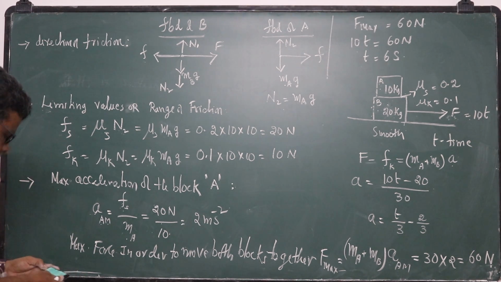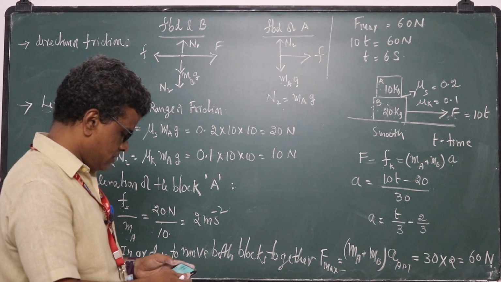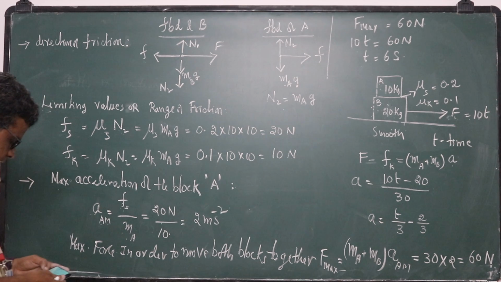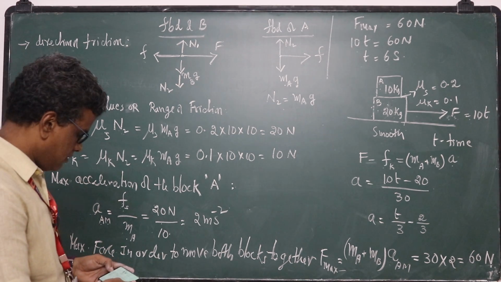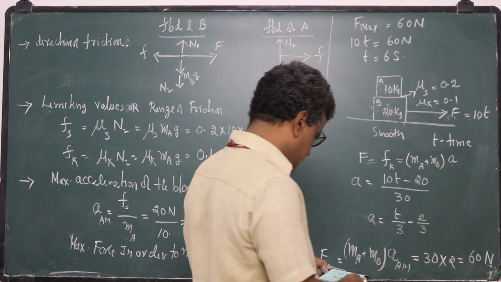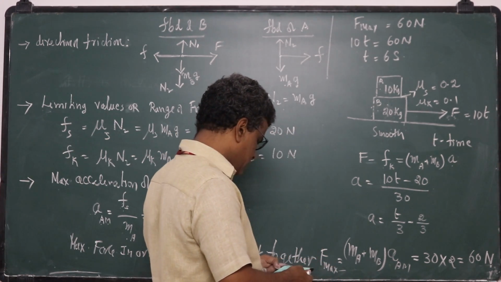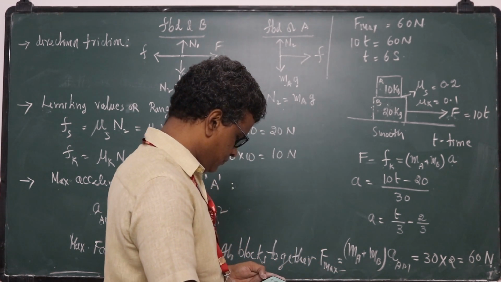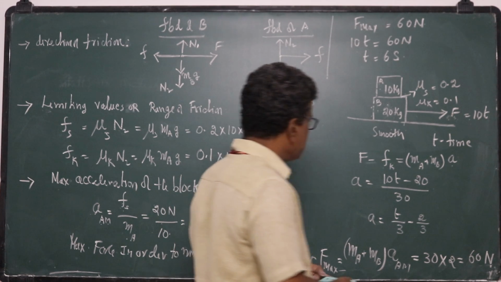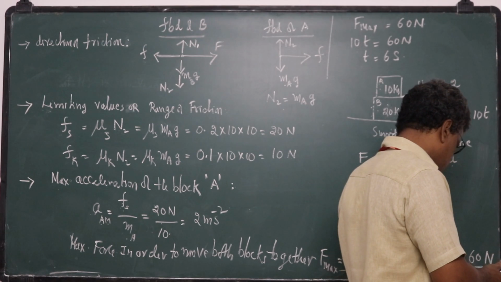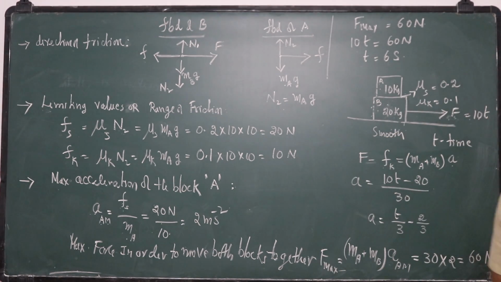You will get a = t/3. Force is given as 10t. So 10t minus... acceleration is equal to t/3. So the frictional force, until they move with a common velocity, there is no friction here.